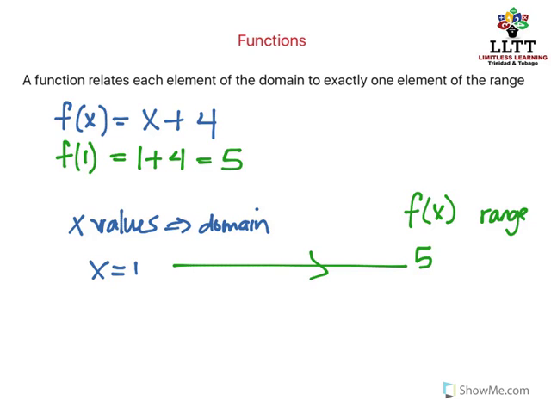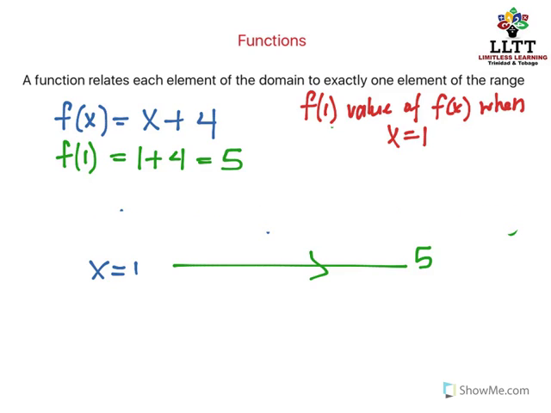This is f of 1, and that simply means the value of f of x when x is equal to 1. So f of 1 means the value of f of x when x is equal to 1. That's exactly what we did. We replaced x with 1, and we found out what the value would be. The value in this case is 5. So now we can essentially find corresponding f of x values for our x values.